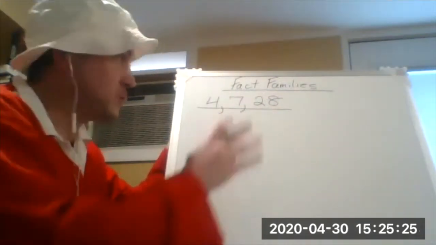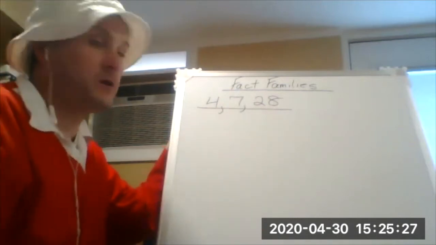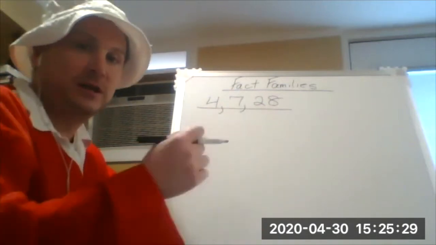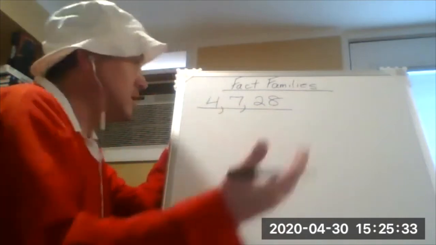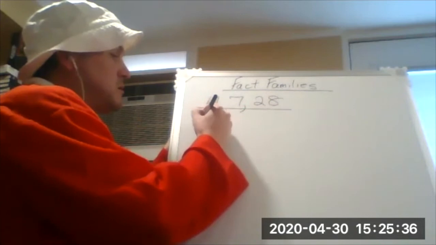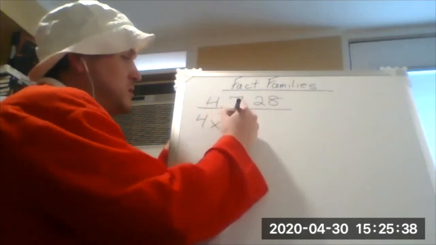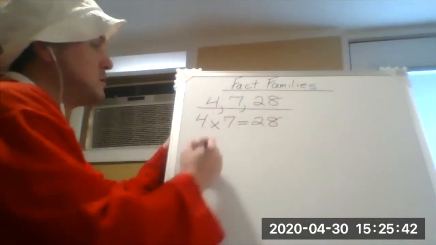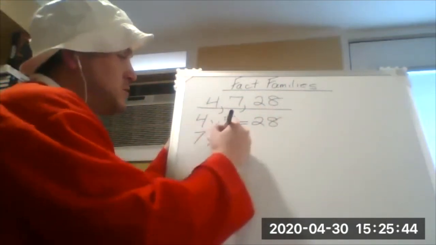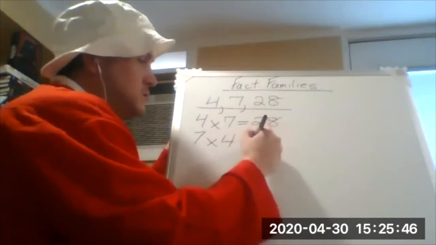Again, going back to what we just talked about with arrays, we were going to create multiplication equations and division equations. Doesn't matter which one you start with. Again, I always like multiplication. 4 times 7 equals 28. 7 times 4 is 28.